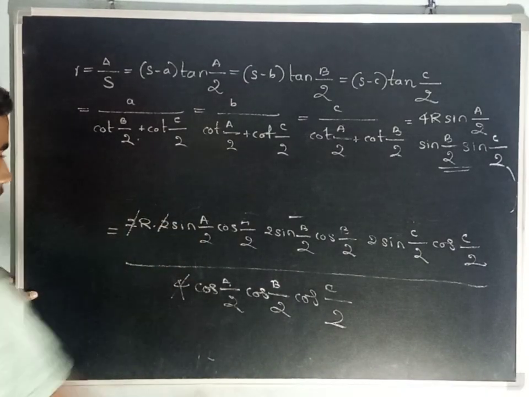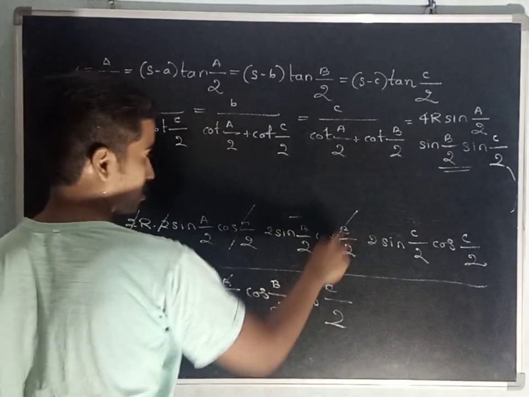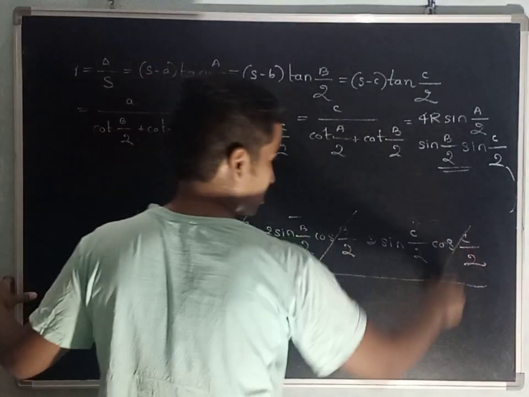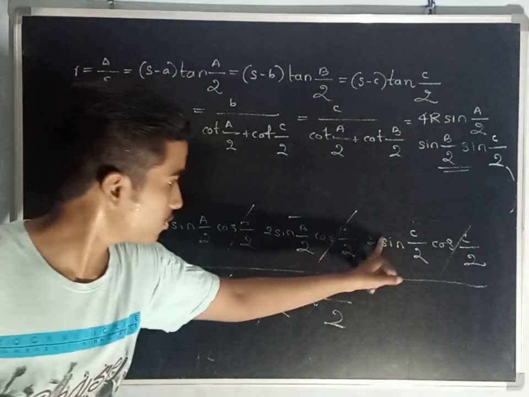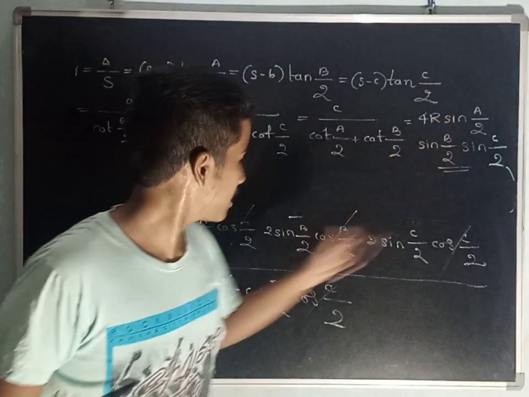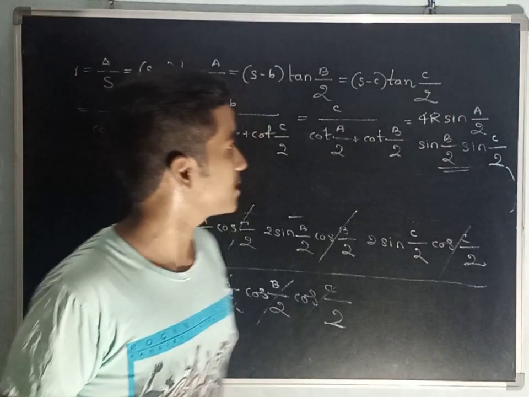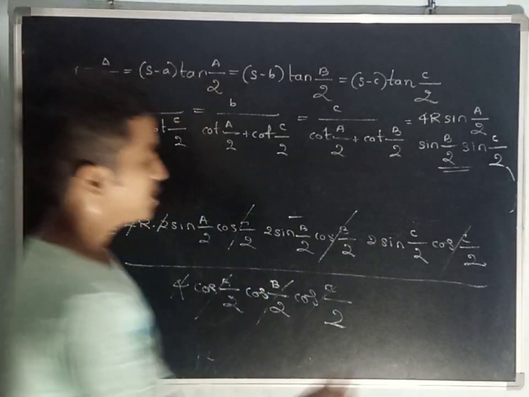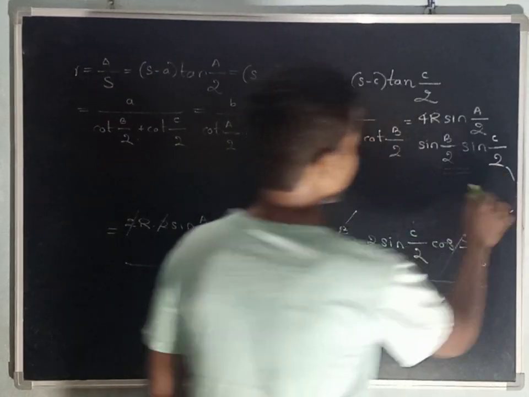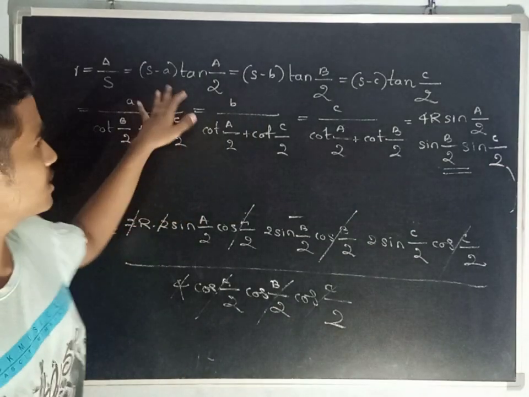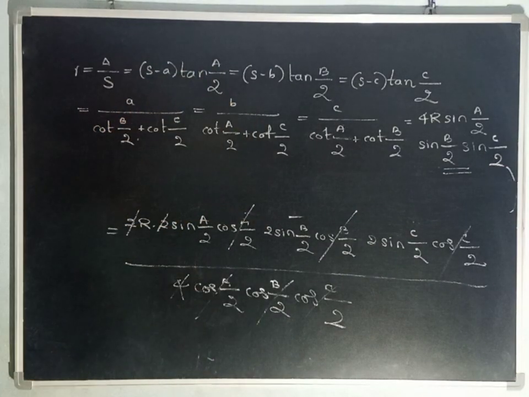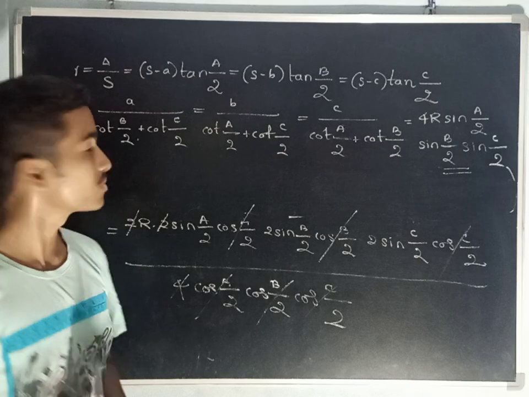Cos A by 2 gets cancelled. Cos B by 2 gets cancelled. Cos C by 2 gets cancelled. 2 to the 4. 4R sin A by 2, sin B by 2, sin C by 2. We have got the same result: 4R sin A by 2, sin B by 2, sin C by 2. Similarly, we can prove for S minus A into tan A by 2.